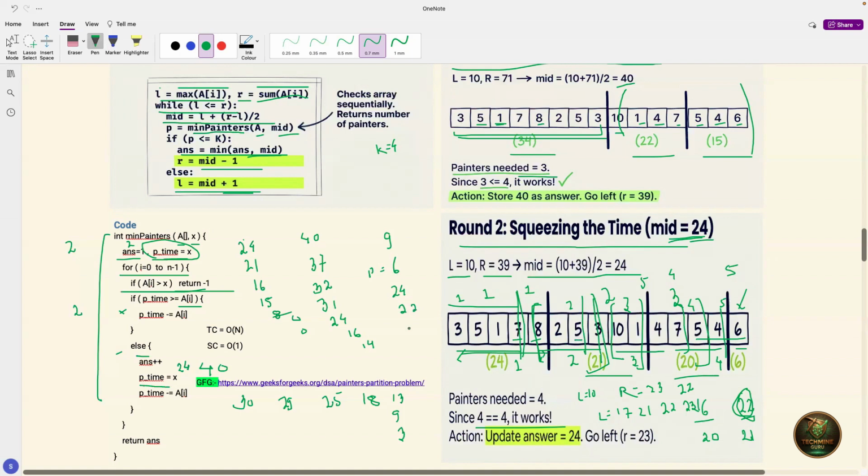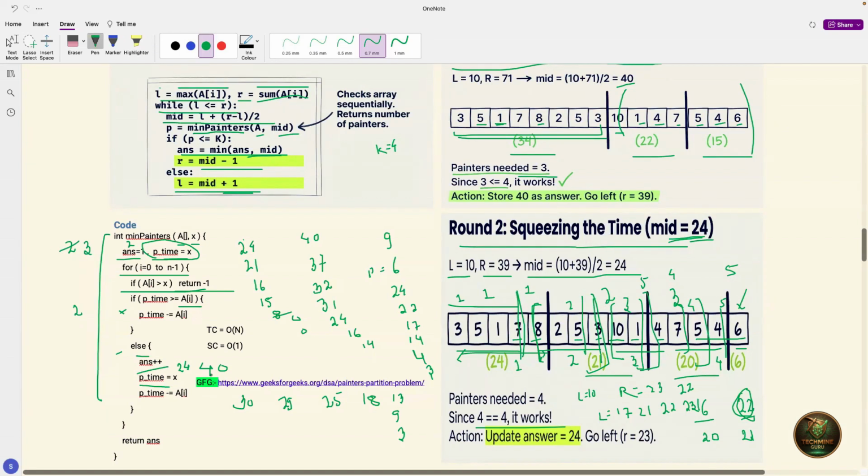Again, on the next iteration, we will deduct 5. This will make it 17. Then again, in the next iteration, it will make it 14. Again, in the next iteration, it will make it 4 because 10 units it will consume here. And again, in the next iteration, it will make 3. Now, our P time will be lesser than the time needed for the next board. So again, we will increase our answer because from here, a new painter will get started. So our answer will hold now 3.